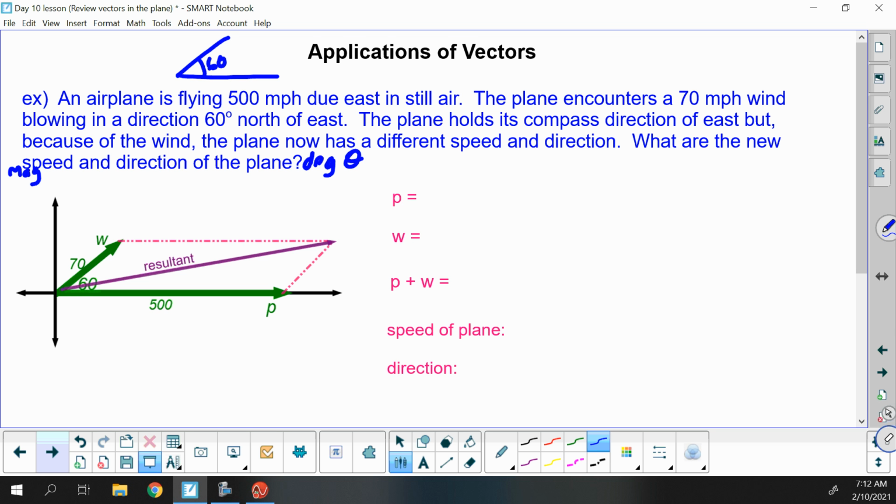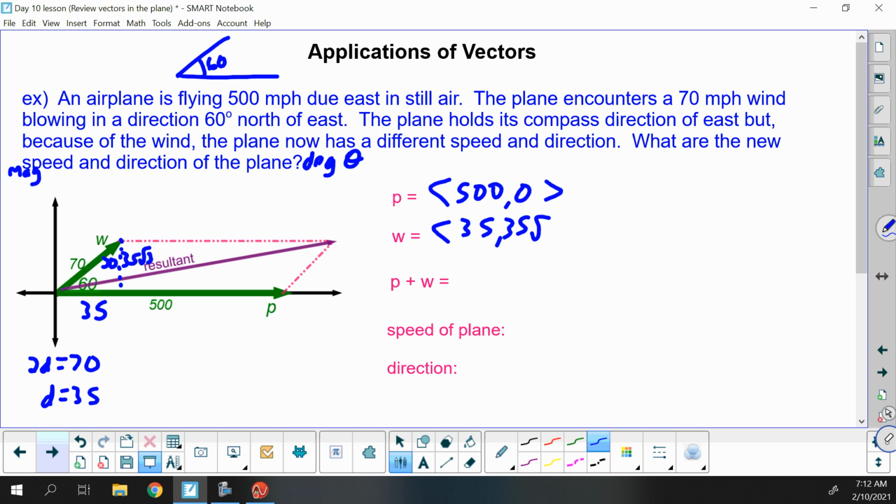So vector P we can define as 500, 0, because it went 500 to the right and none up and down. For vector W, this is a 30, 60, 90 triangle. Across from the 90 should always be 2D. So D is just 35. Meaning across from our 30 is 35, and across from the 60 is 35 radical 3, because they're D and D radical 3 respectively. So our vector for W we can write as 35, 35 square root of 3.